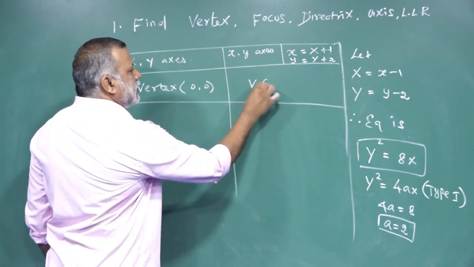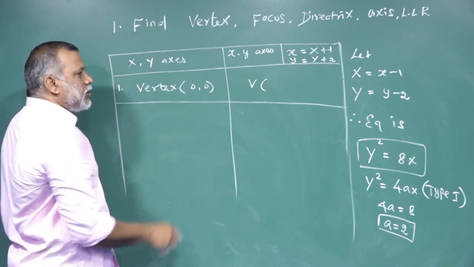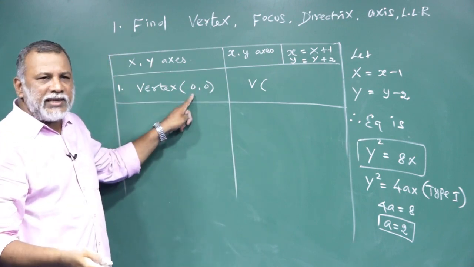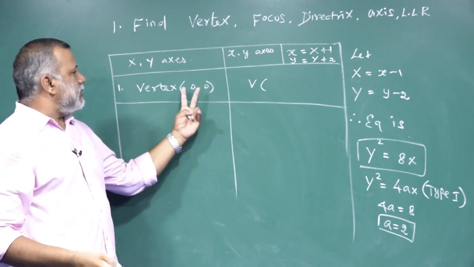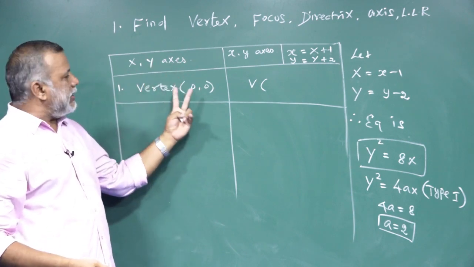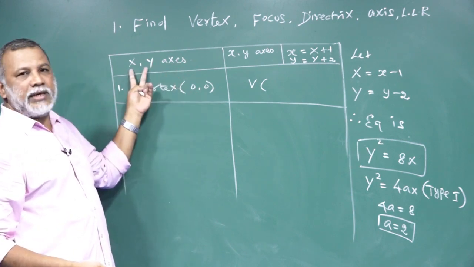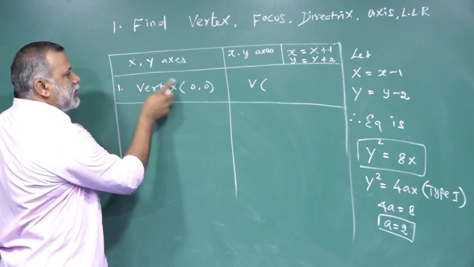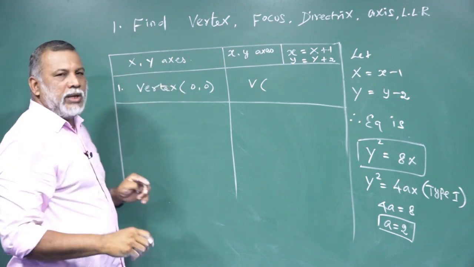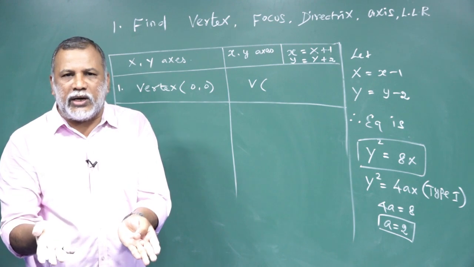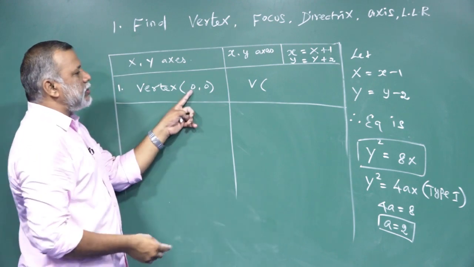What is the meaning of 0, 0? It belongs to capital X, capital Y. This result belongs to capital X, capital Y. This means capital X equal to 0, capital Y equal to 0. Any points are represented by x, y only. Therefore, this belongs to x.